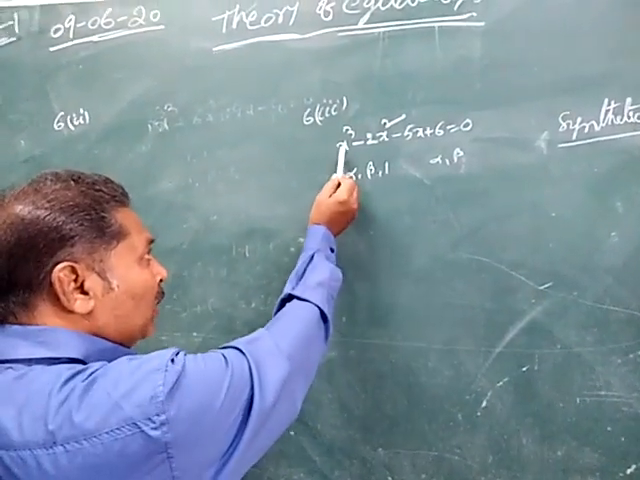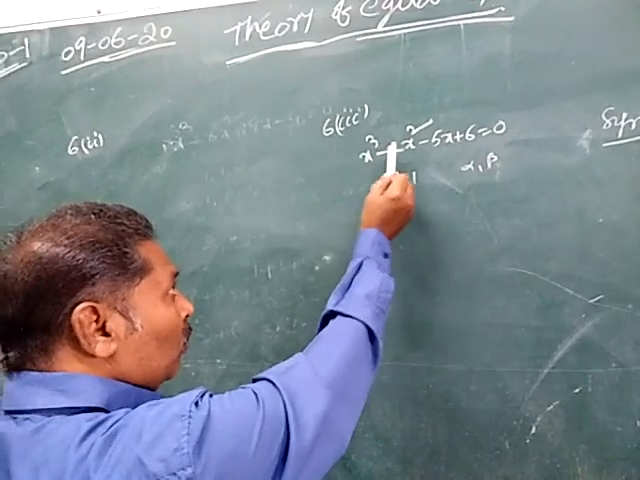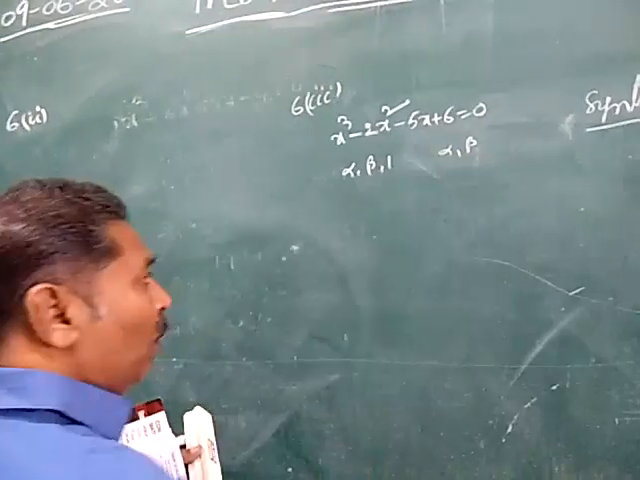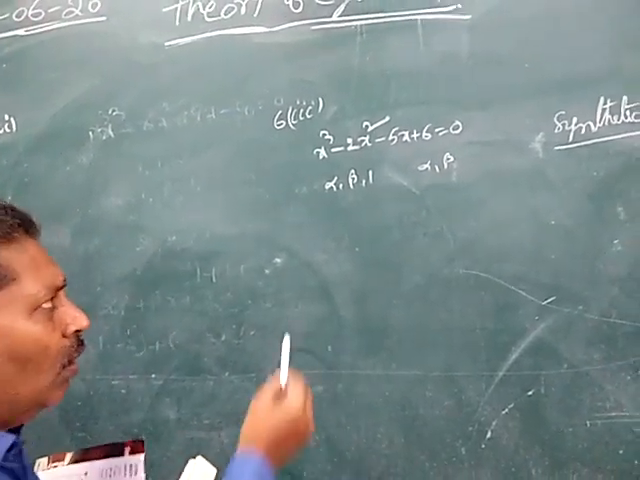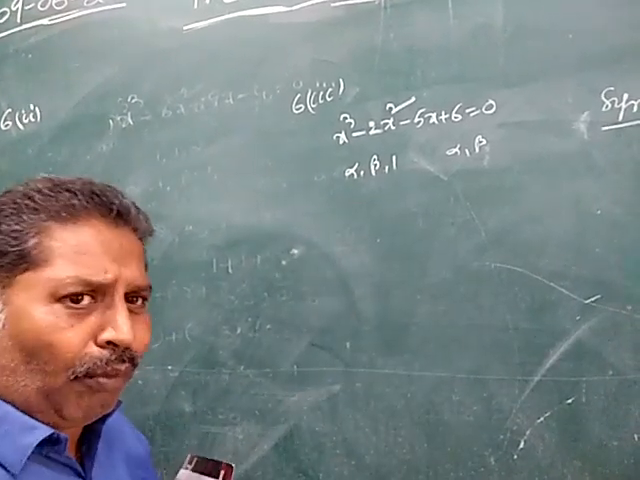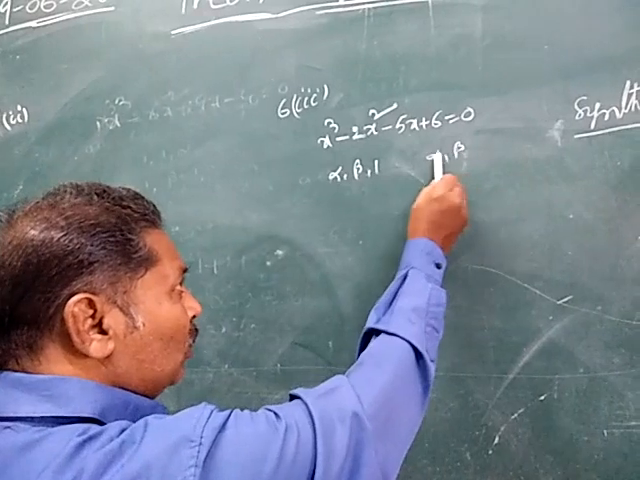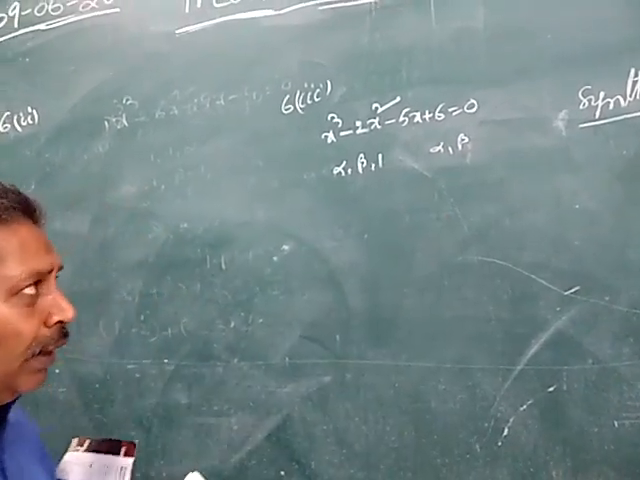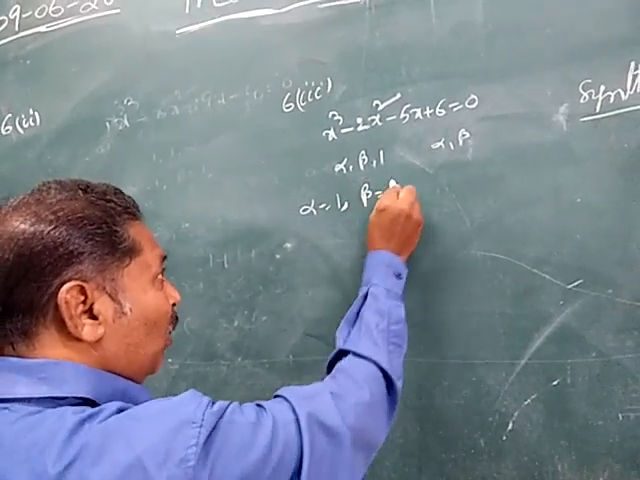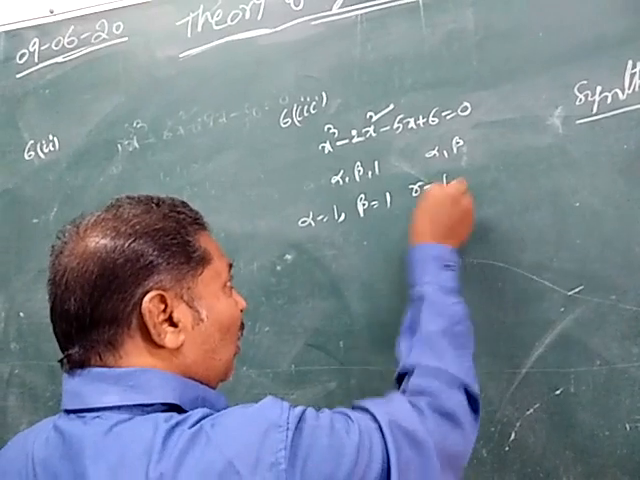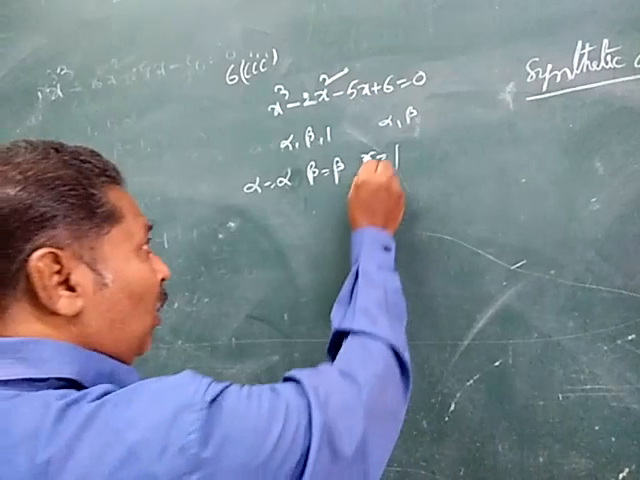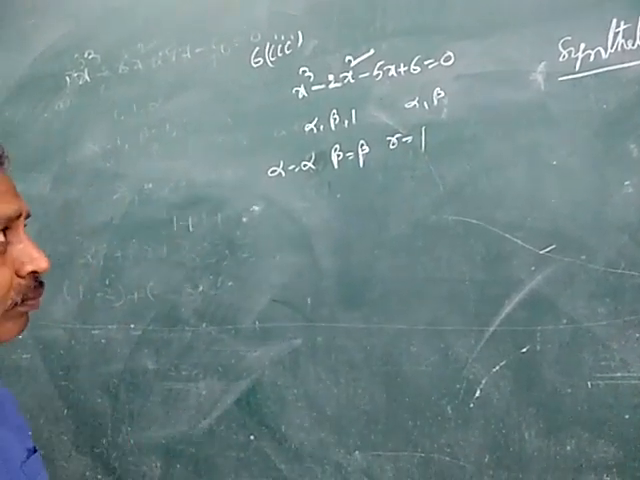And cubic equation is x cube minus 2x square minus 5x plus 6 equal to 0. Given roots are alpha, beta and 1. Find the values of alpha and beta. So given alpha equal to 1, beta equal to 1, alpha equal to alpha, beta equal to beta, gamma equal to 1.